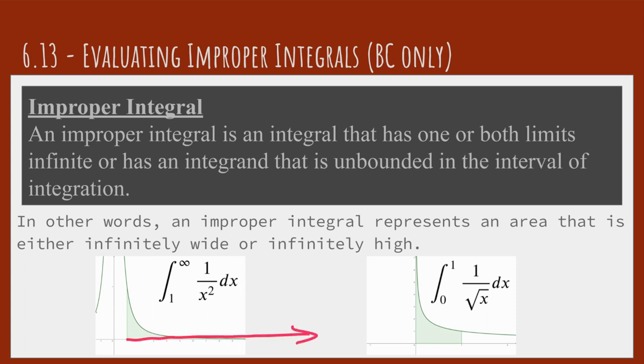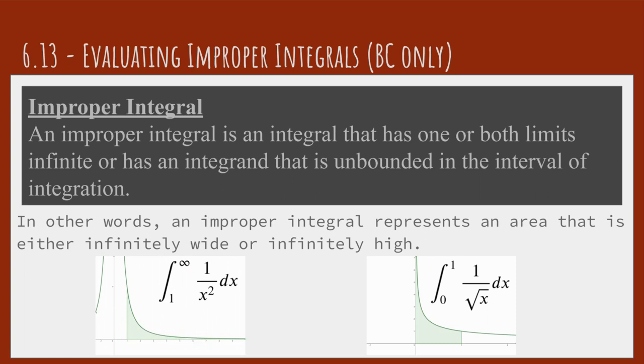The idea here is that the area we're finding has an infinitely wide region, but since the rectangles we're using to find that area are getting shorter and shorter and approaching a height of zero, that infinitely wide region could actually have a finite area. It turns out that the area represented by this infinitely wide integral is a finite area.